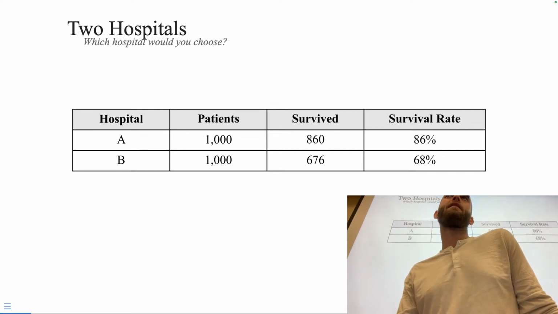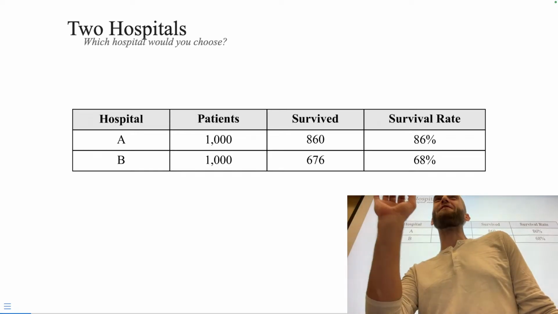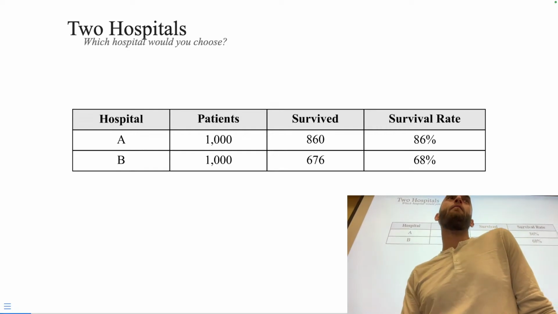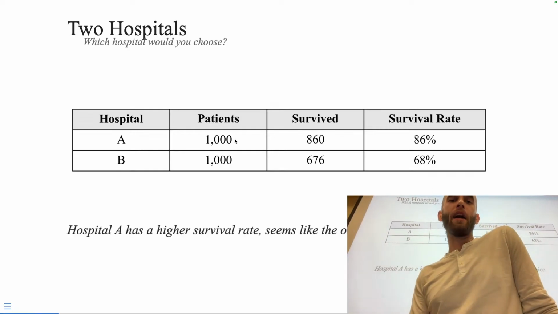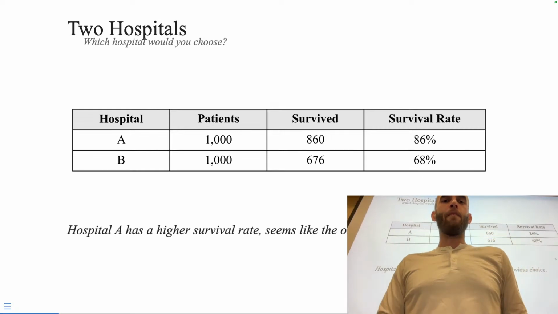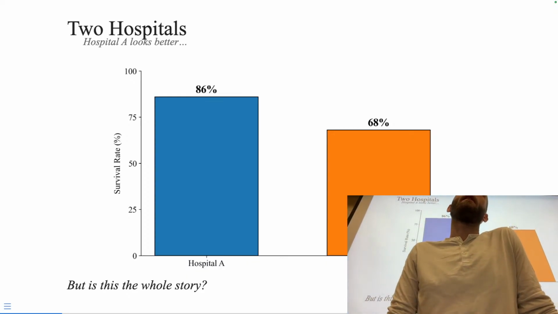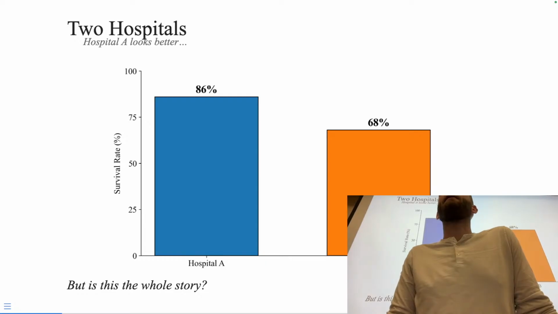Hands up for A, commit. Hands up for B, hands up for I don't know. The correct answer will turn out to be I don't know, as you can probably guess. So when I look at this, I think hospital A, right? Survival rate is higher than survival rate at B. But it turns out this isn't the whole story, as you can probably expect by me presenting to you very easy questions.